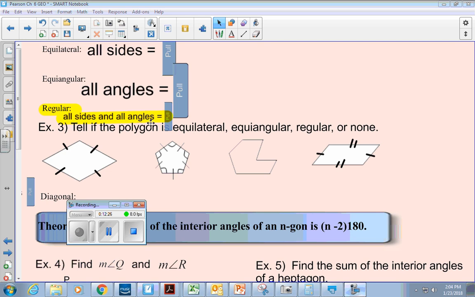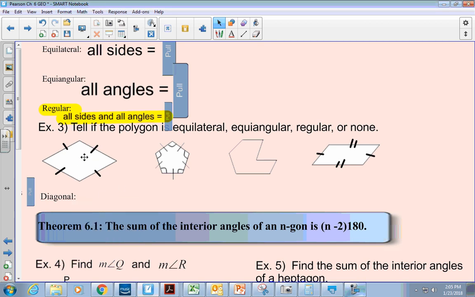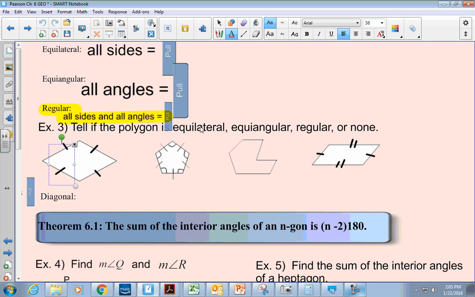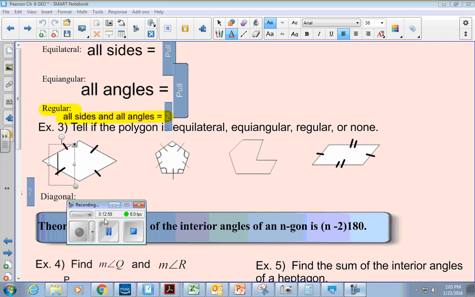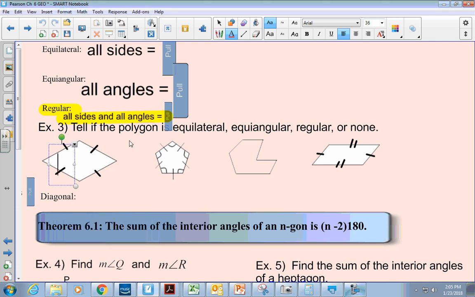All right, so we're going to label these equilateral, equiangular, regular, or none. So this shape right here, it's not a square because all the angles aren't the same. This is a big fat angle and this is a big skinny angle. But all the sides are the same. So what does this get to qualify as? Equilateral, are all sides the same? Yes. So all the sides are congruent, so it's equilateral.